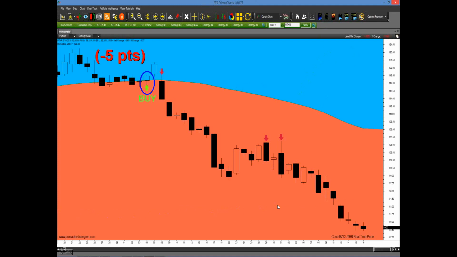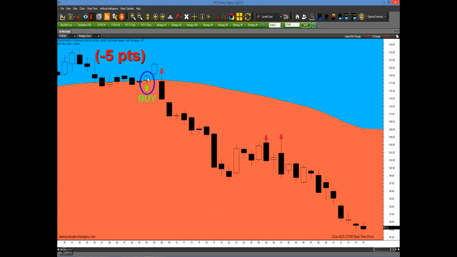As we look at UTHR, we see here that this is what we mean by consistency. Consistency is an awareness that not every setup will generate a profit. For example, here was a buy signal that was generated, and it was touching the fluid buy-sell line. Had you taken that and used a standard stop, you most likely would have lost 5 points.